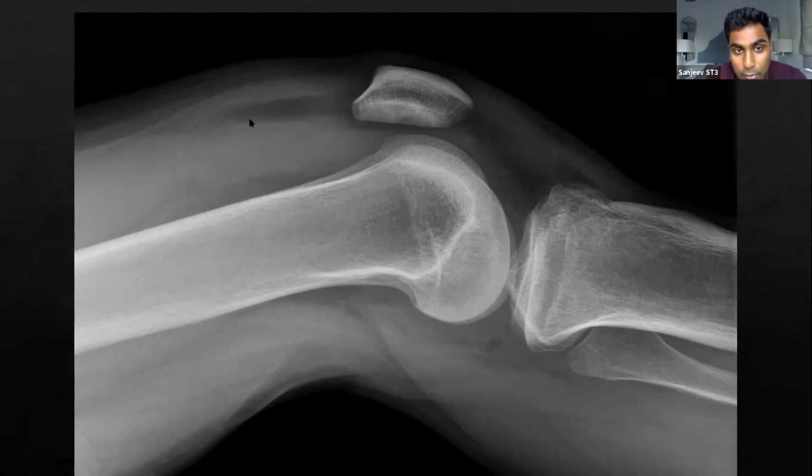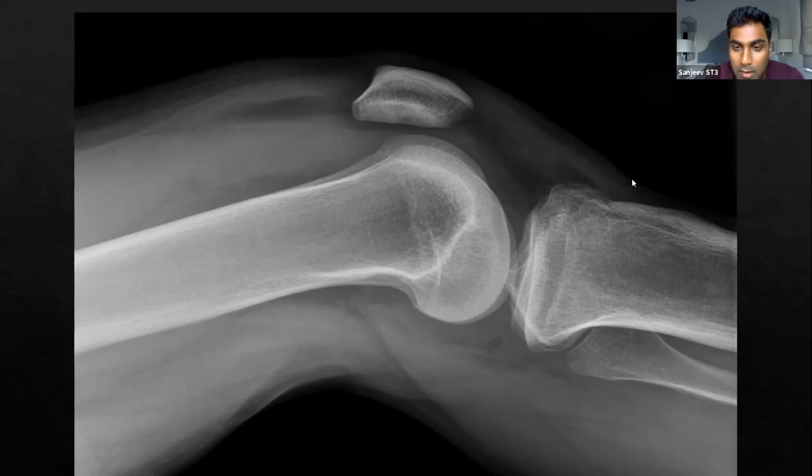Now what you're seeing on top is this layer, and then this little bit of fat density above that. So that makes it a lipohemarthrosis. There's fat density and there's fluid density, and that's specific for lipohemarthrosis. And that's usually an indicator of some minimally displaced fracture, which you may not pick up on an X-ray. And usually these patients go on to have a CT.